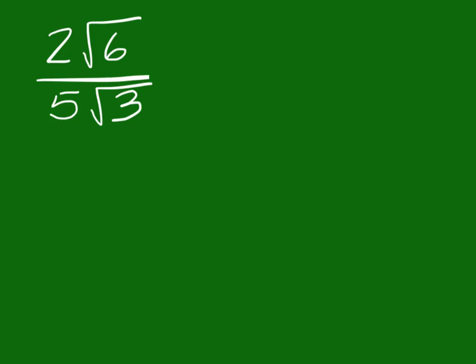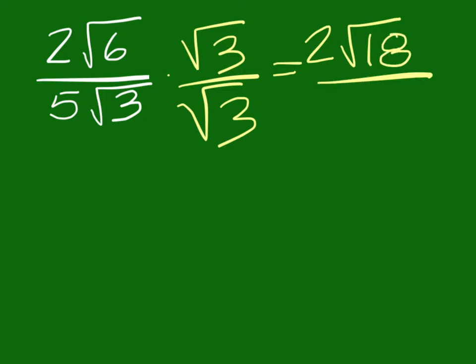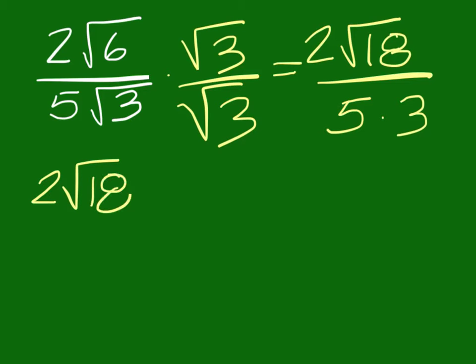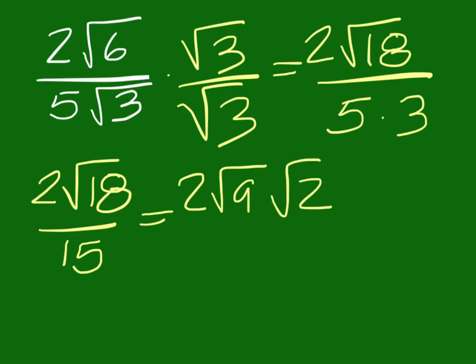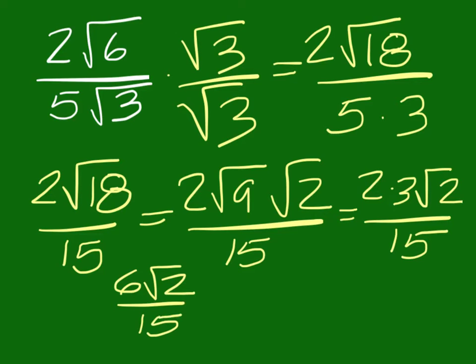We're going to do this problem without the shortcut, and when you do it, you come up with square root of 3 over square root of 3 multiplied against the original problem to get 2 square root of 18 over 5 times 3. So that's 2 square root of 18 over 15. The 18 breaks up as 9 and 2. And you'll come up with 2 times 3 square root of 2 over 15, which is 6 square root of 2 over 15, but that can be reduced down to 2 square root of 2 over 5.